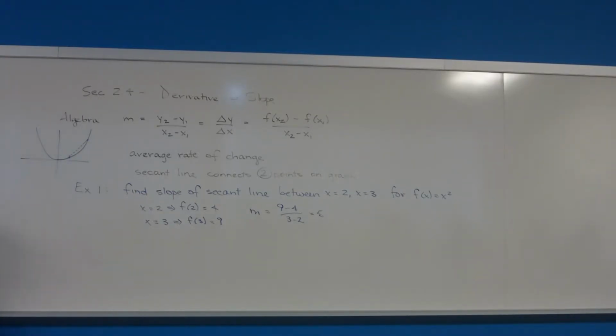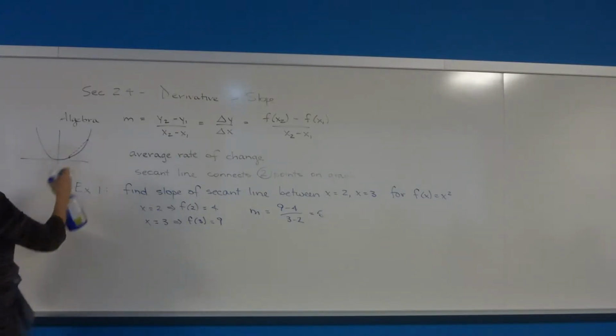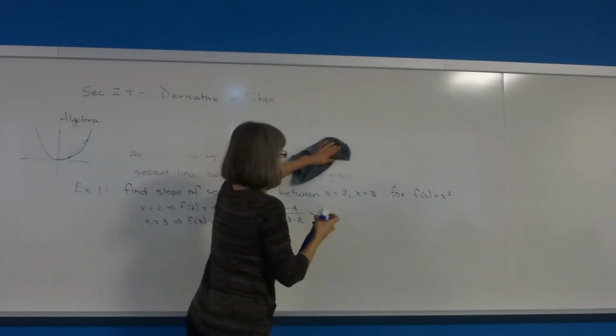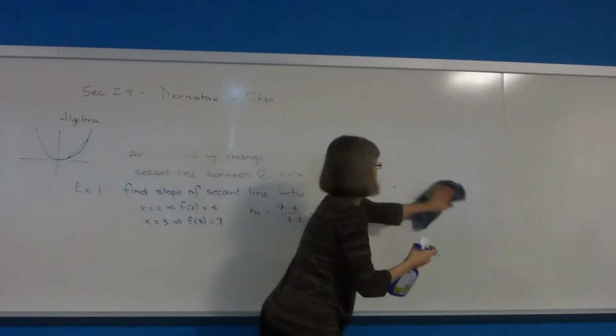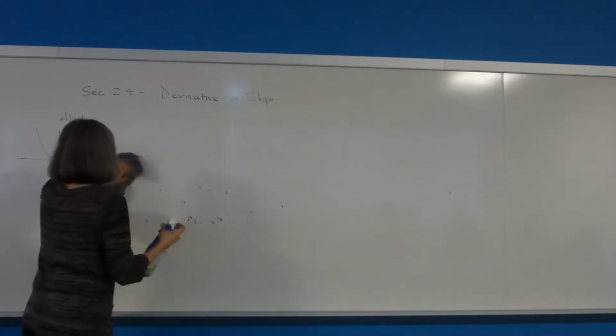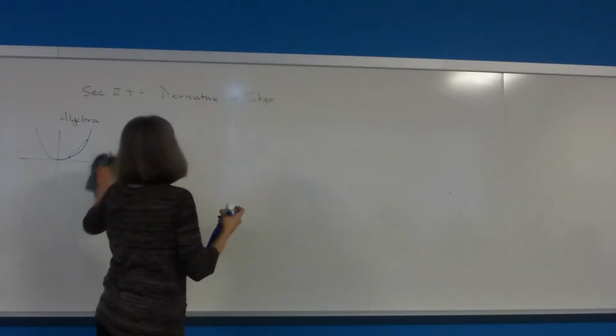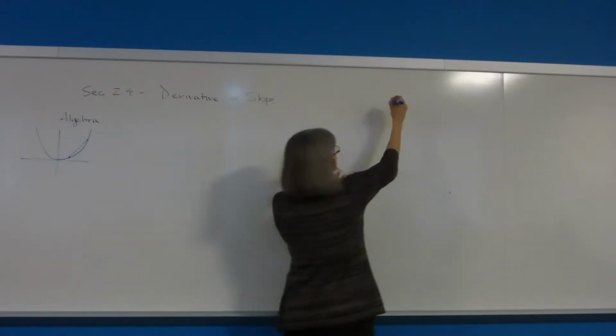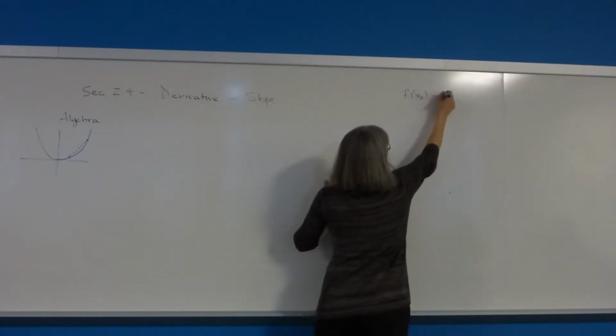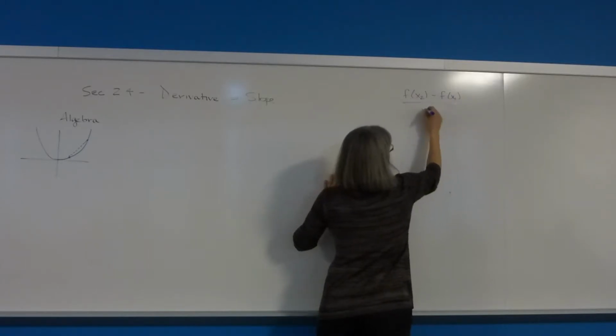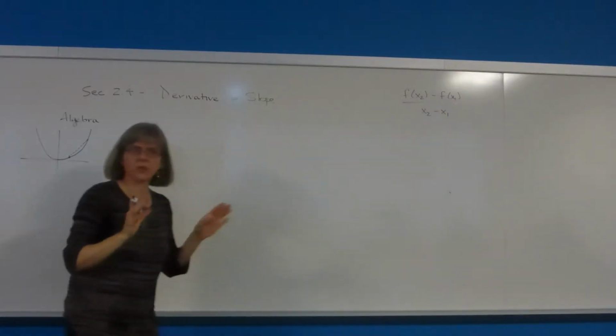So what if instead of just 2 and 3, I had the point x equals 2 and then a point really close to it? But let's say I didn't want to say how close, just close, so 2 plus a little. So let's look at that. Same setup. I'm going to leave the definition of slope up here.